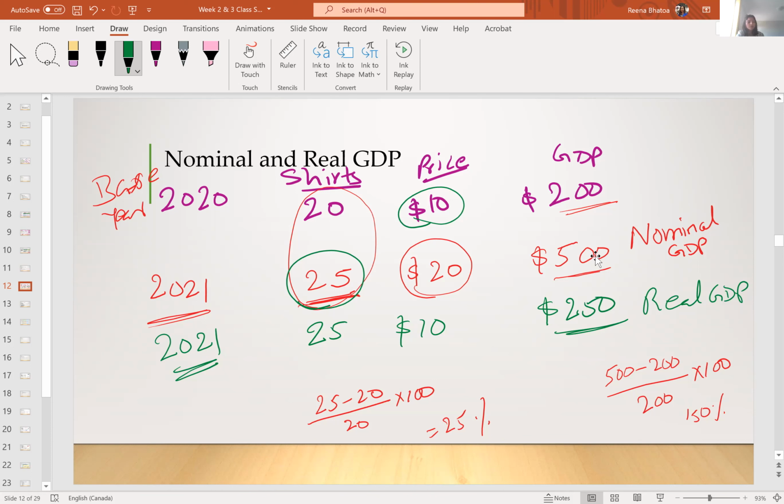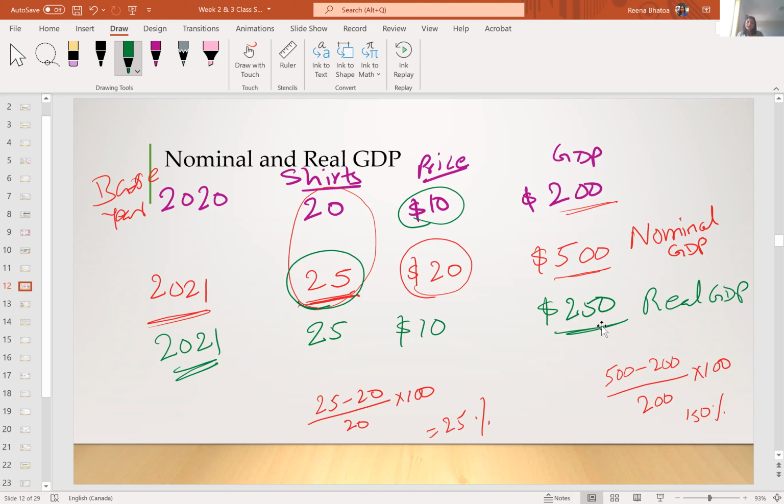This 500 includes the price change also. Nominal GDP could have increased to any extent because of the inflation rate. But real GDP actually shows the picture of how much is in reality being produced, how much it has actually increased. So $200 to $250 is the change in real GDP, and 250 is real GDP. Okay, does this make sense? That is just to explain the difference between real and nominal GDP.